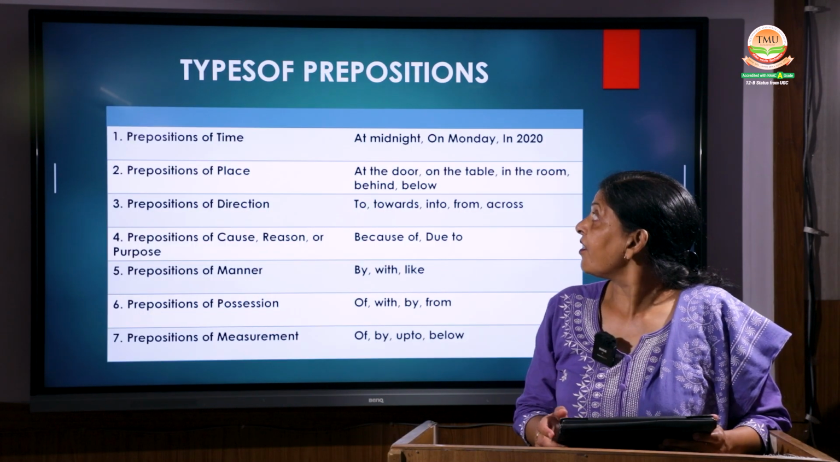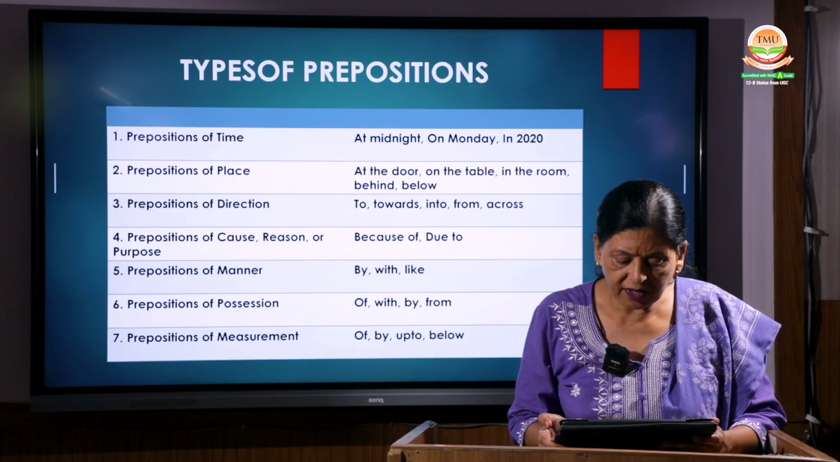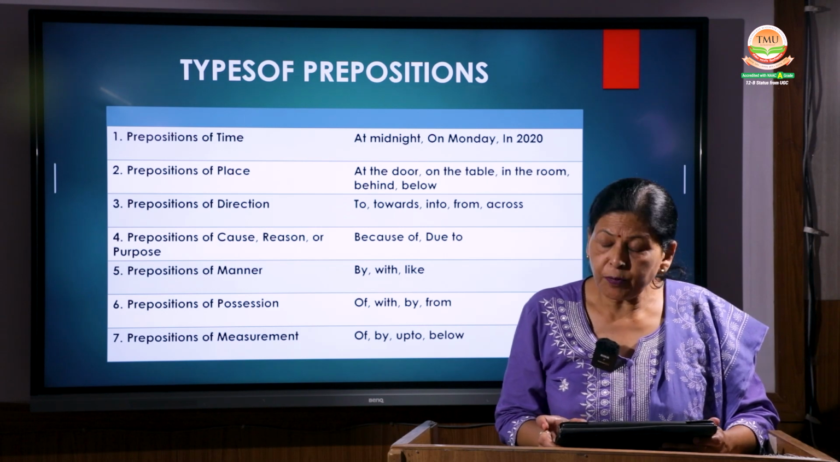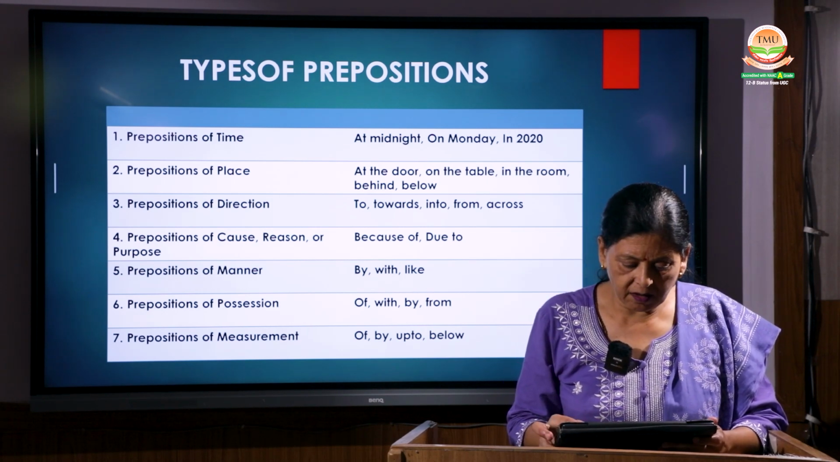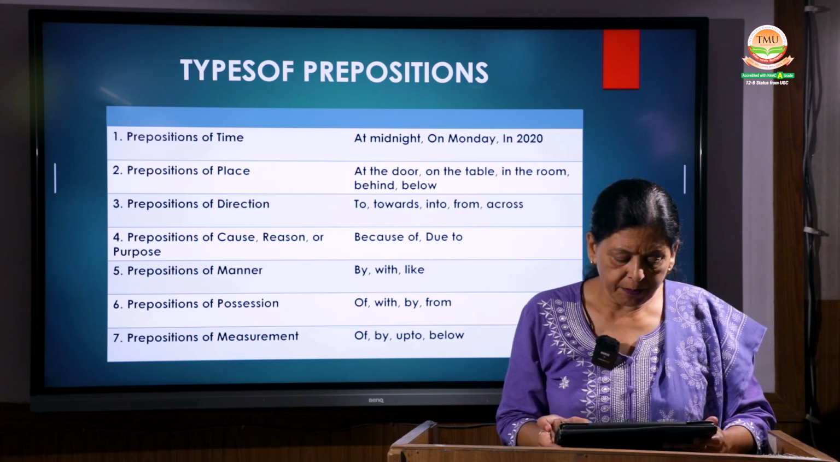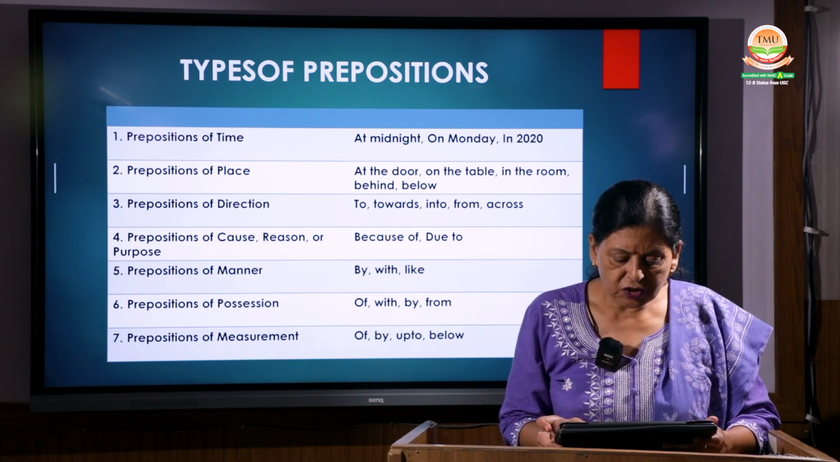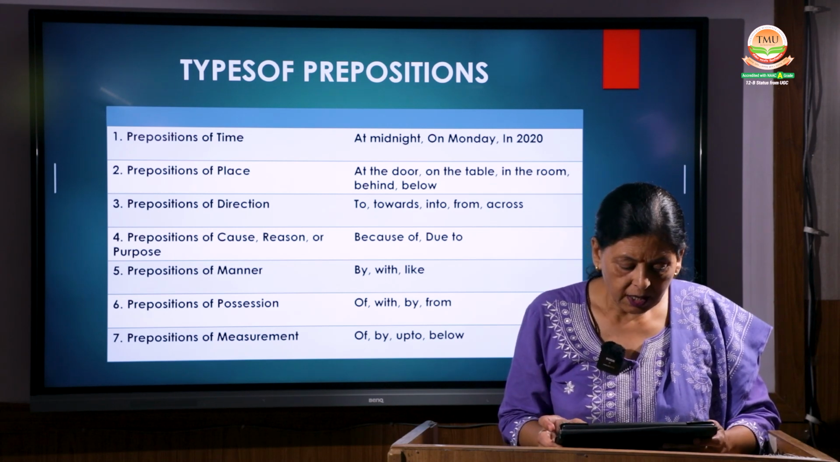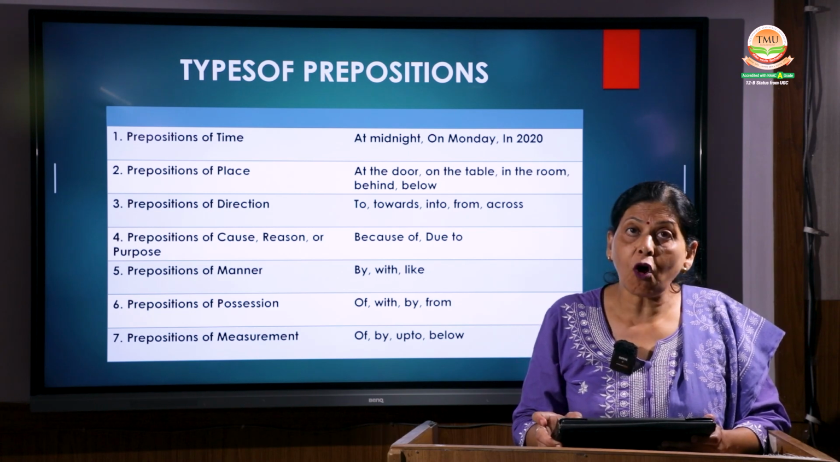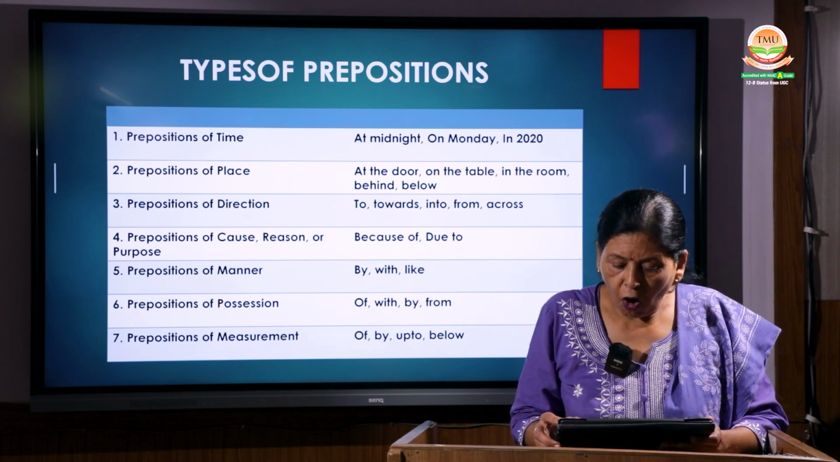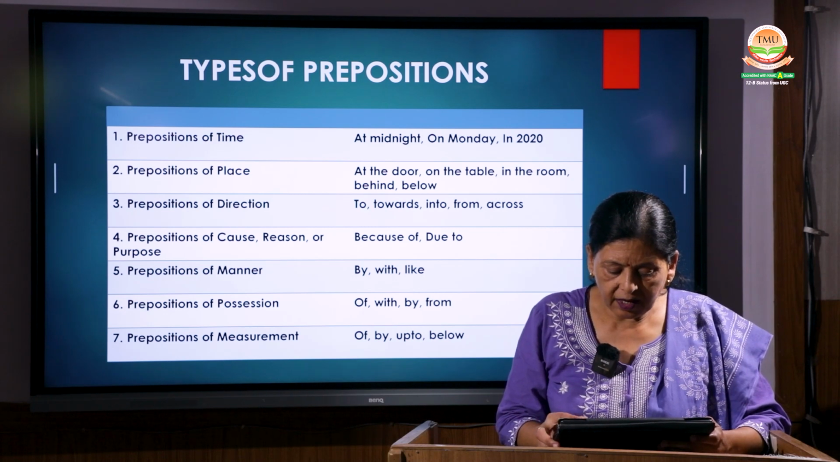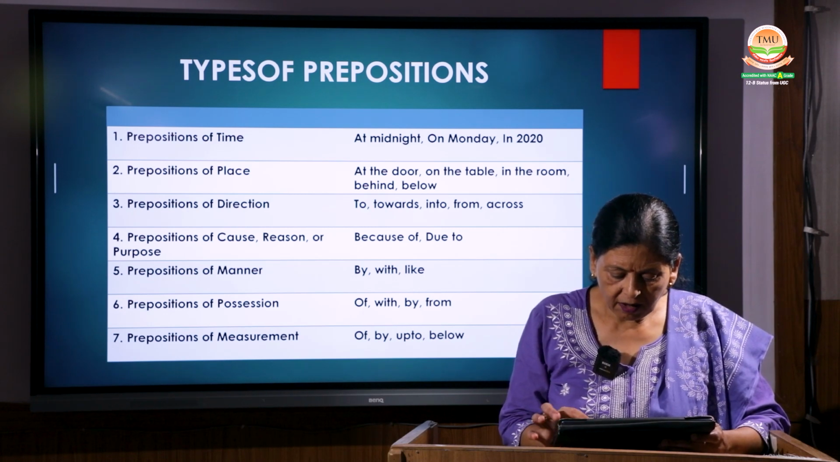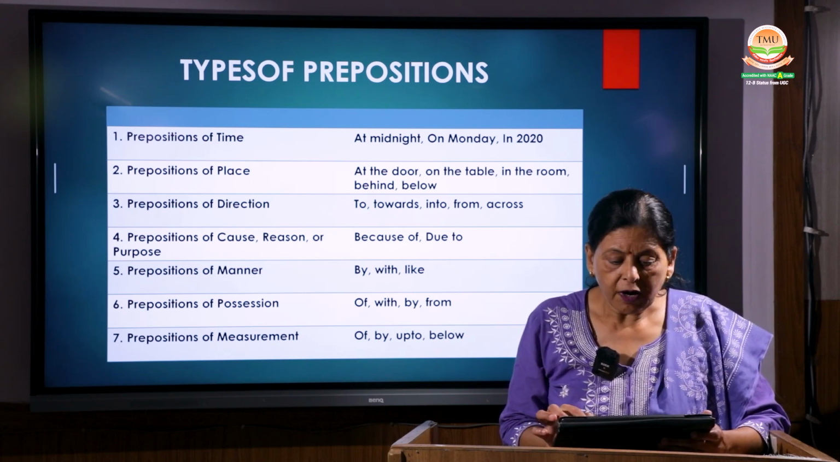Now the types of prepositions. What are the types of prepositions? The prepositions are of different types. The first ones are prepositions of time, prepositions of place, prepositions of direction. Then we have prepositions of cause and reason. Then the next one is prepositions of manner. So all these are the different types of prepositions.